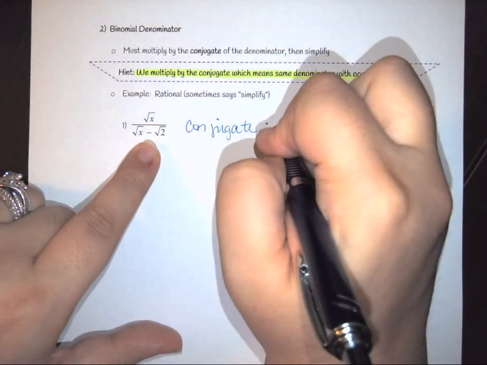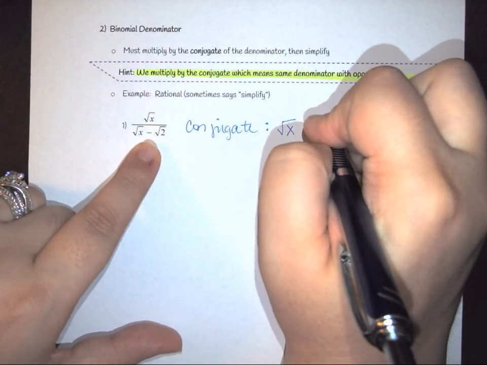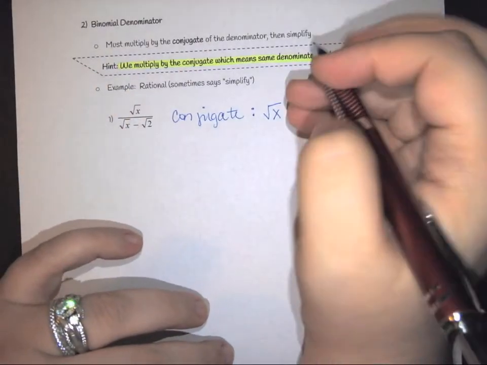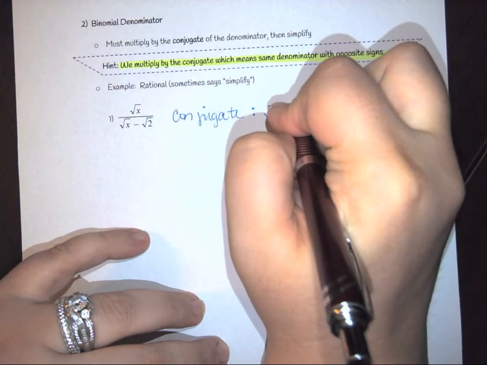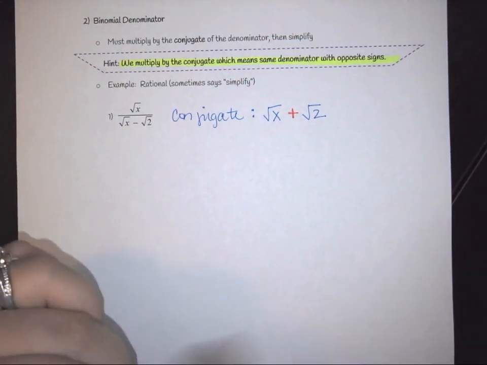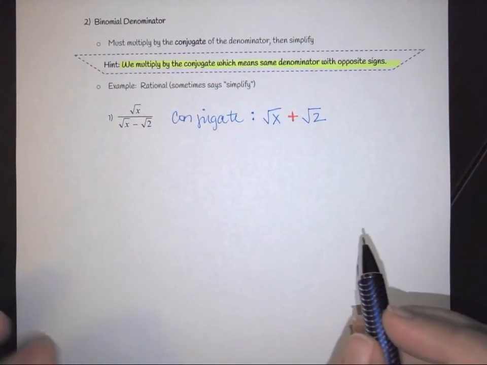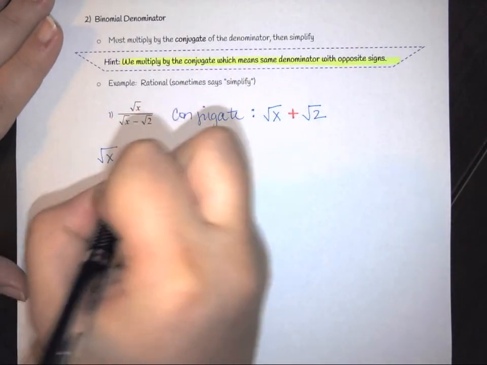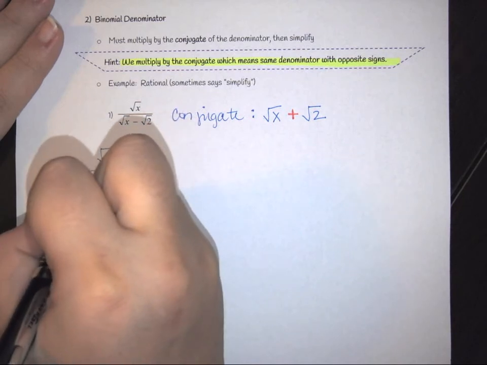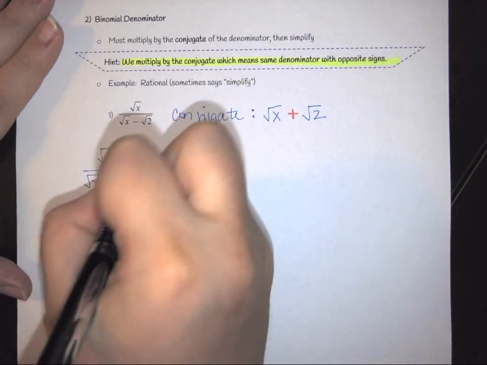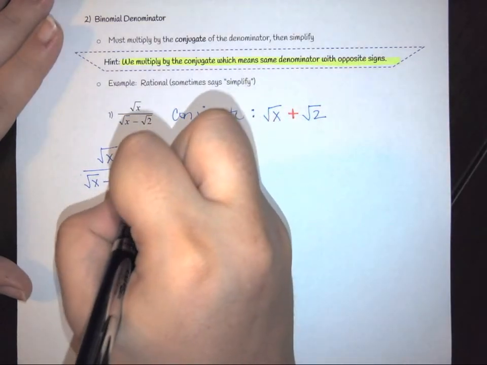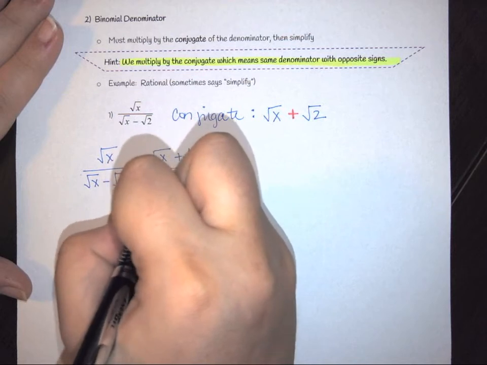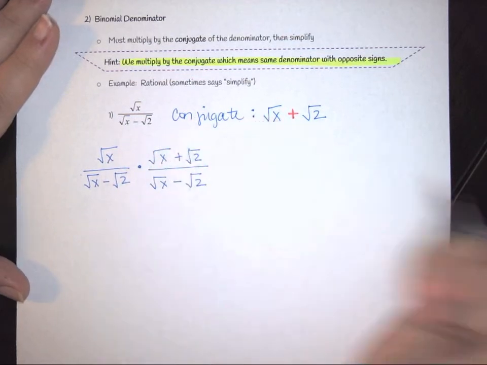And my conjugate is going to be the opposite sign of what is seen here. So this is going to be the square root of x, and I have the square root of 2. I am subtracting, so the opposite sign here would be to add. So I have to multiply by the conjugate. To do that, I have to take my numerator, square root of x, over my current denominator, square root of x minus the square root of 2, and multiply it by that conjugate, square root of x plus the square root of 2 over the square root of x plus the square root of 2.